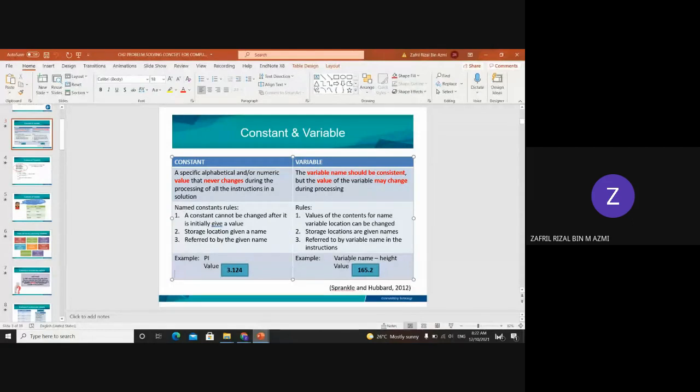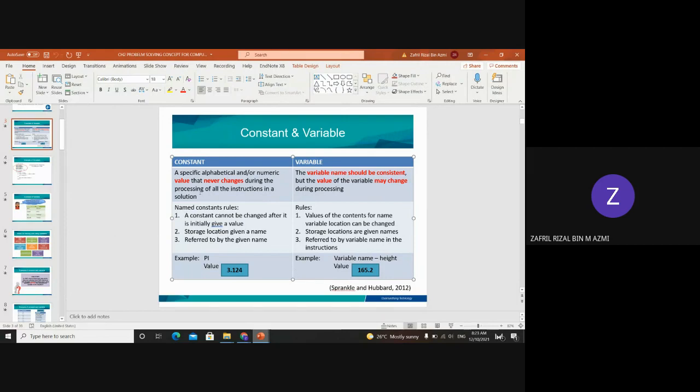So for the variable, to give you an example, height value, right? Tinggi, kan. Different people will have a different height value. So it is changeable. Okay, understand? So this is a very important concept. Although it is very simple, you need to know the difference.